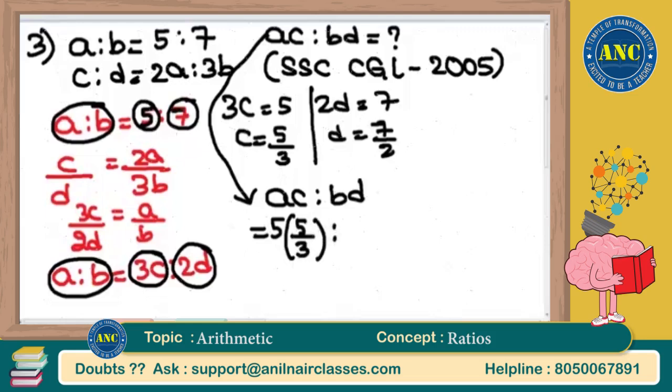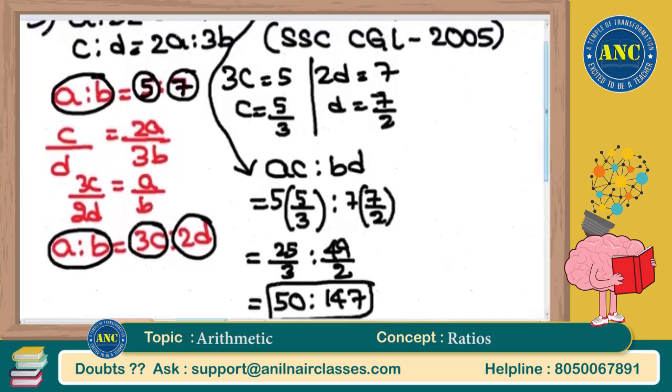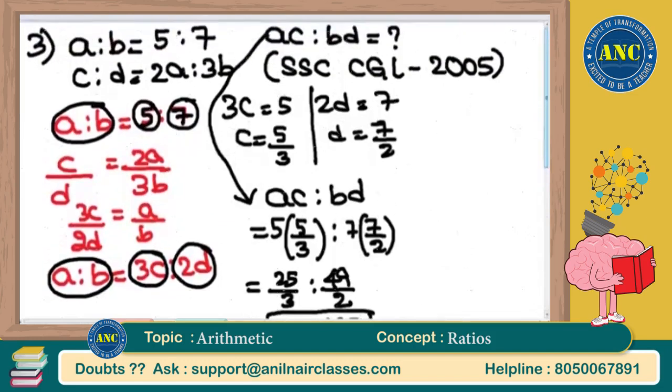B value is nothing but 7. Substitute. D value is 7 by 2. This is equal to 25 by 3 is to 49 by 2. But I don't want to keep it in fraction. 3 and 2 LCM is 6. So ultimately we will end up with 50 is to 147 after simplifying by taking LCM. Right? Answer is 50 is to 147.